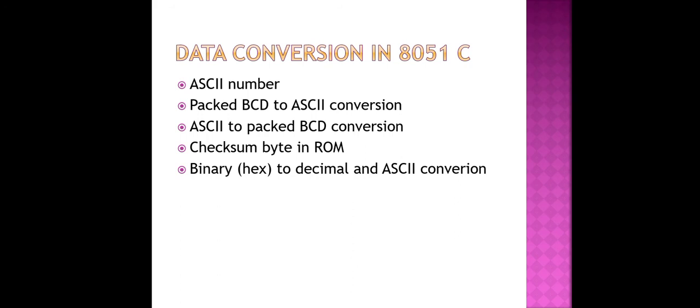Then next is the ASCII to packed BCD conversion. The ASCII to packed BCD conversion is first converted into the unpacked BCD and then combined into the packed BCD numbers. For example, for 4 and 7 on the keyboard, it gives the ASCII values 34H and 37H respectively. The goal is to produce 47H, which is the packed BCD number.